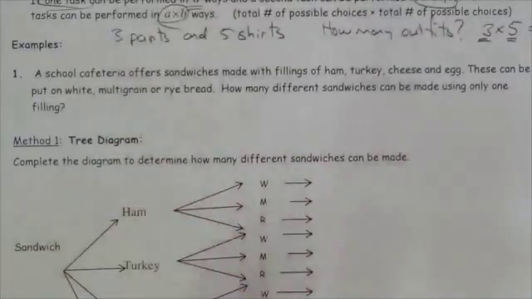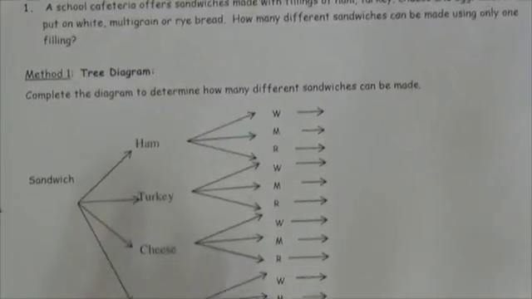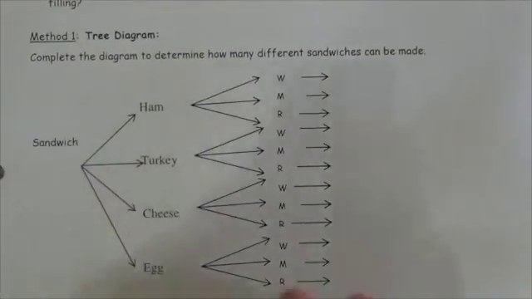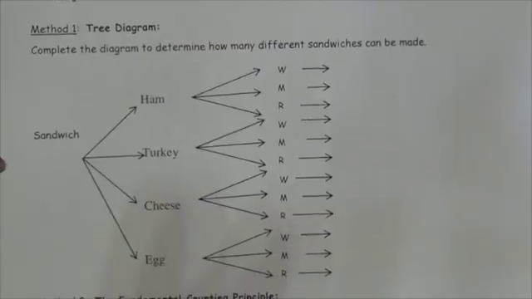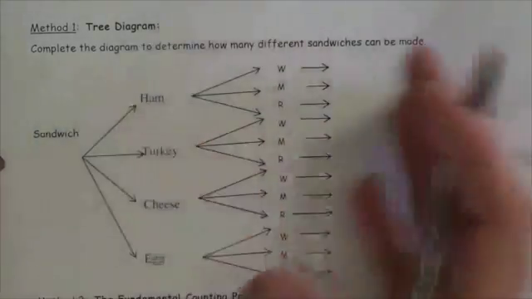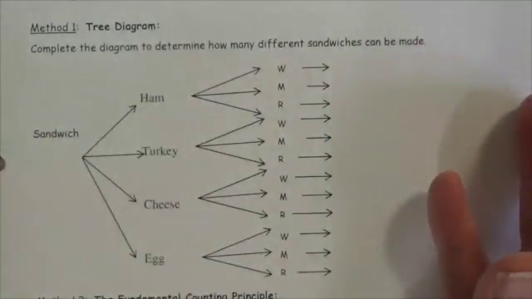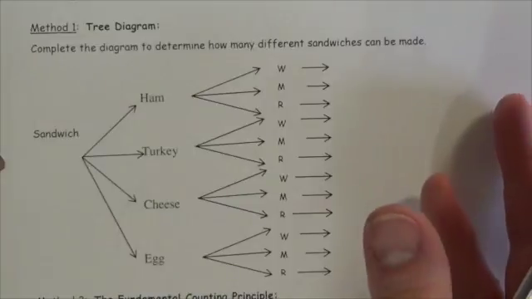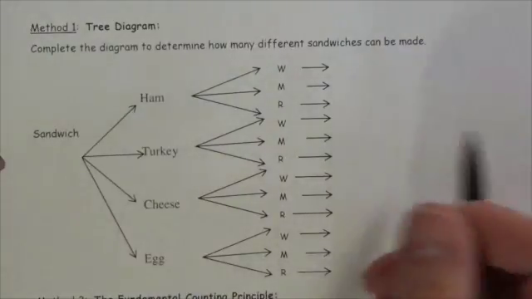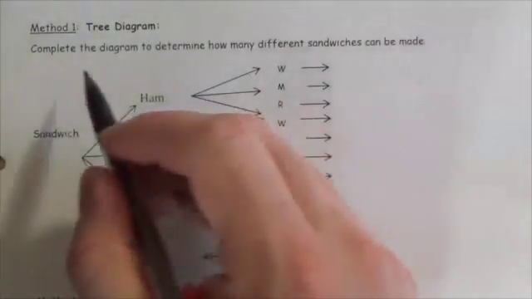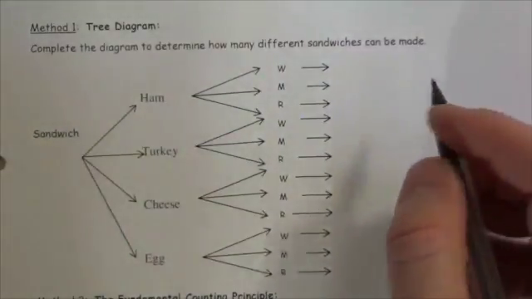Well, the first way we could answer this question is to use a tree diagram. And I think this is a wonderful tool for us to be using. It's absolutely fantastic because it really clearly illustrates the relationship that the fundamental counting principle is trying to articulate here. So we're going to complete this following diagram here.